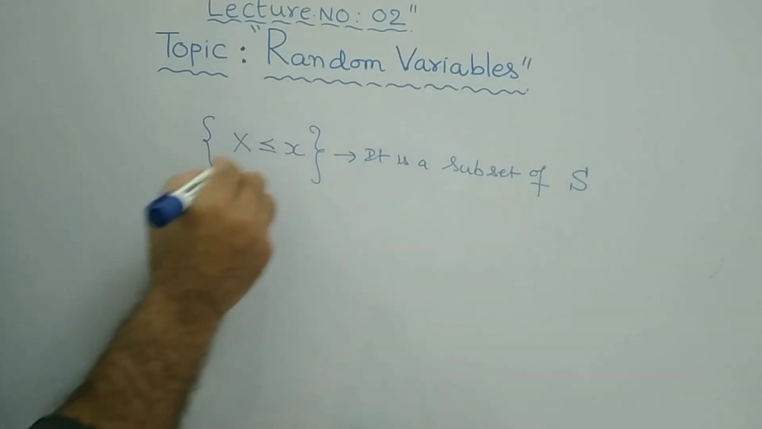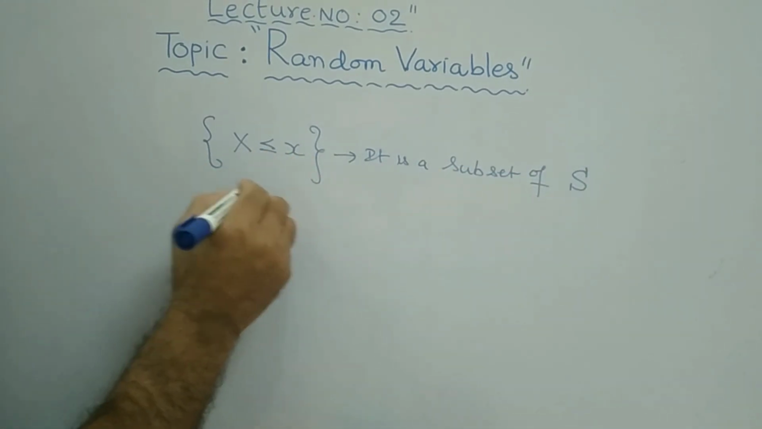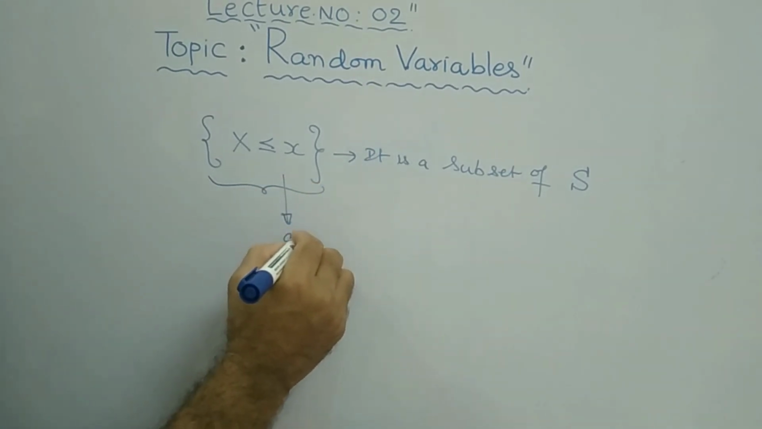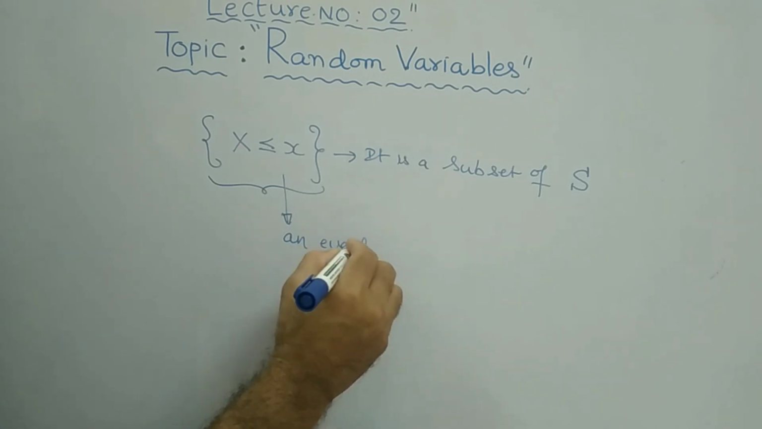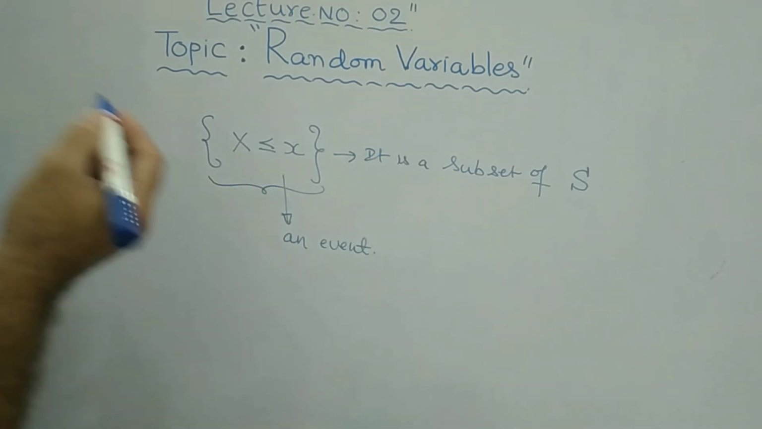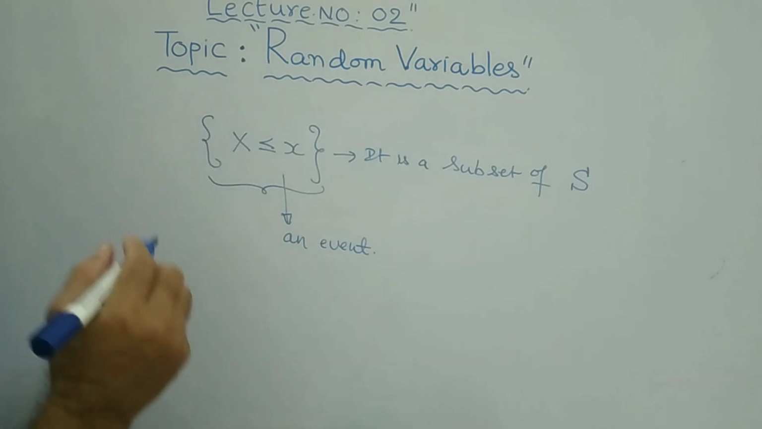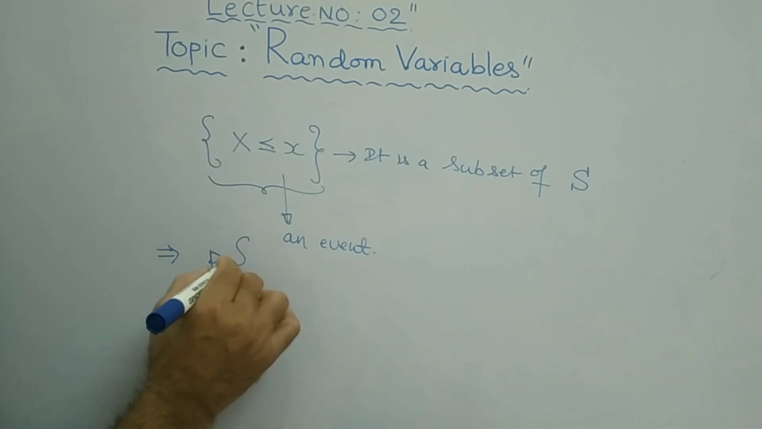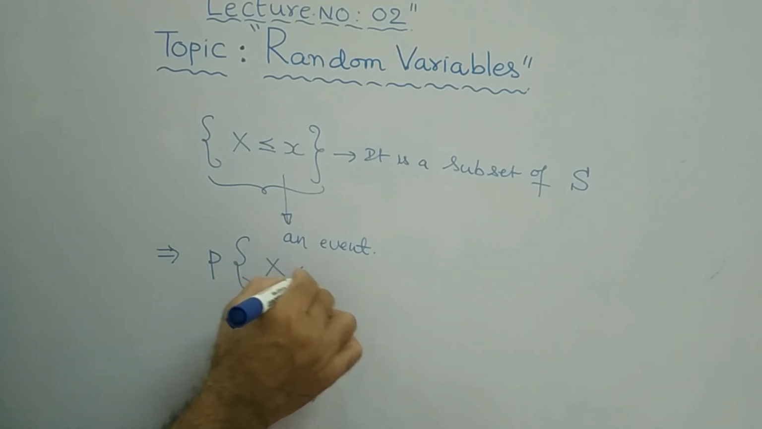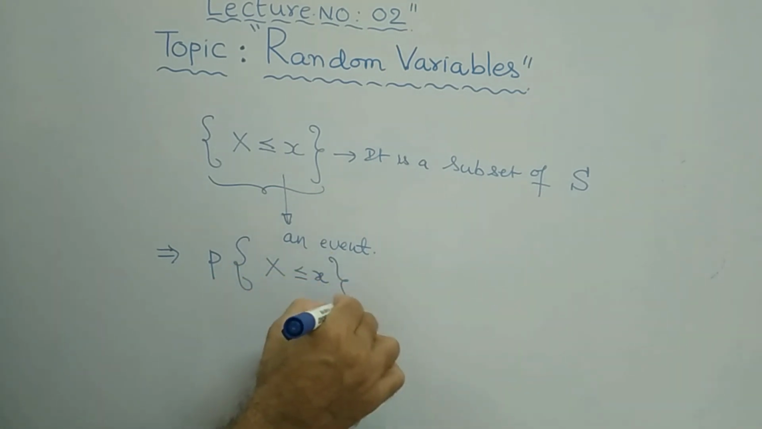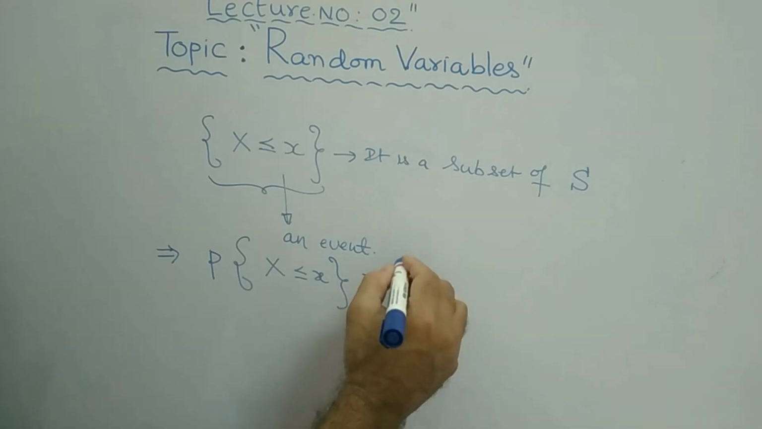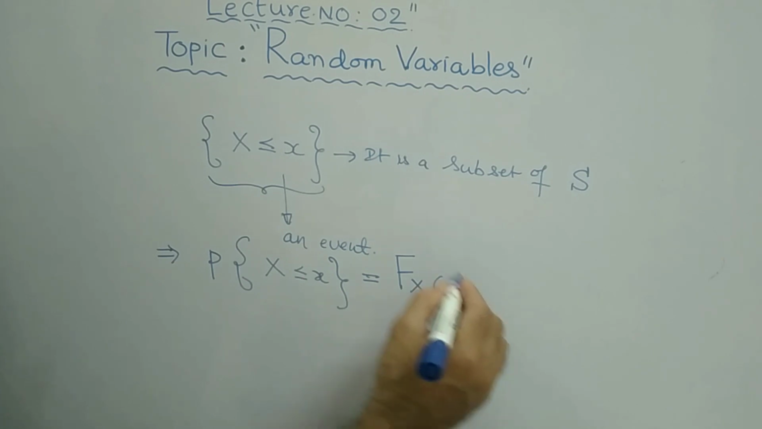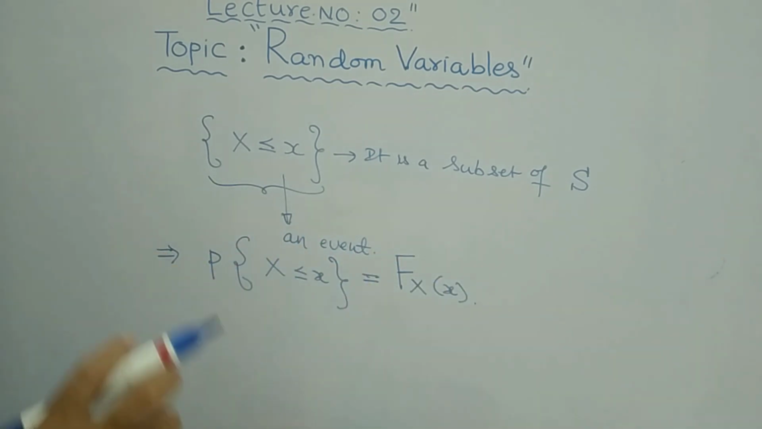And this subset is called an event. This particular subset is called an event. This is called an event, right? And if you take the probability of the subset, that is nothing but the probability of capital X less than or equal to small x, then this is called a function. That is what our distribution function. This is what we have seen in the last presentation.